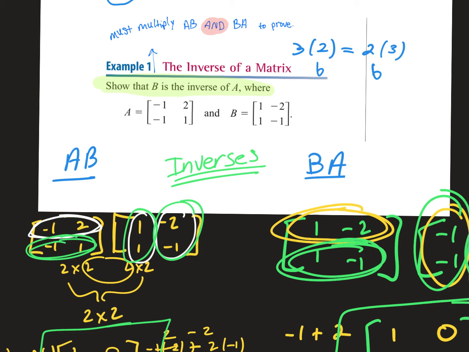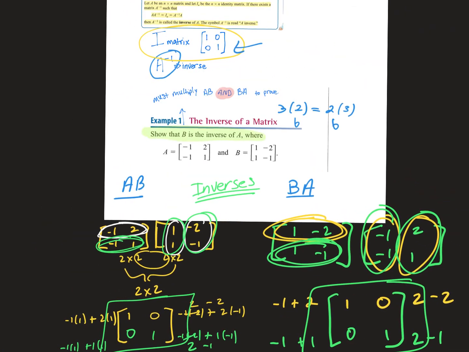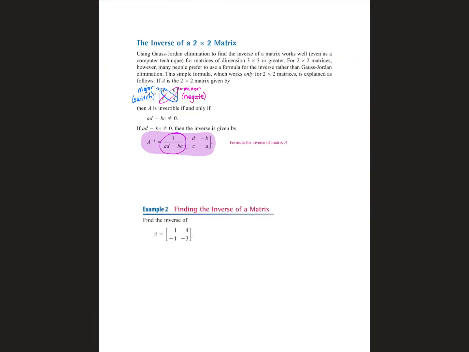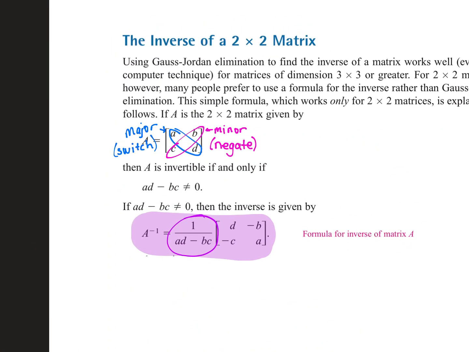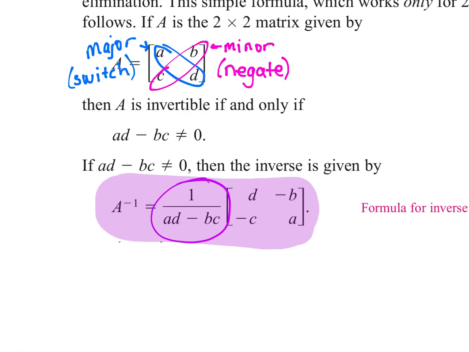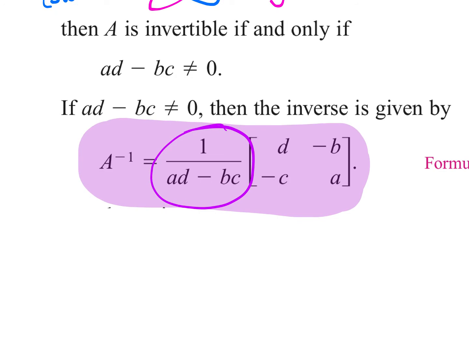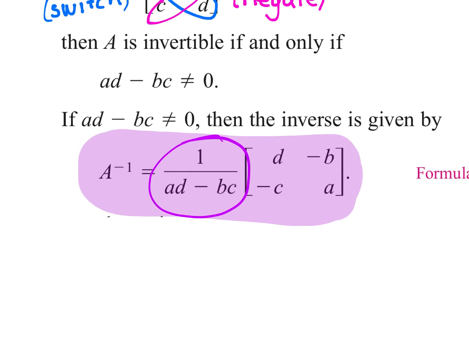But in order to prove that a matrix is inverse of another, you have to multiply them together both forward and backwards, if you want to say it like that. A times B, B times A. Does that make sense? Okay. Moving along. To find the inverse, here's the equation to find the inverse. This is super simple, I promise.